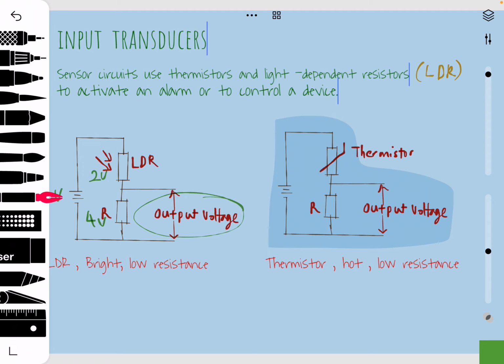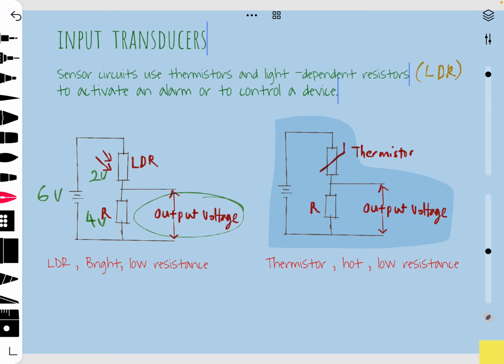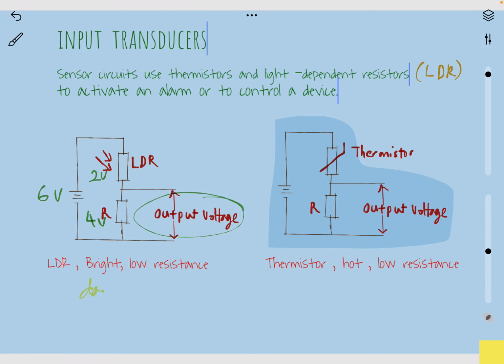So what happens if we change the situation? Let's say that in a dark situation, the resistance will be high. So the resistance of the LDR is high, for example. When the resistance is high, the voltage across it will be high also, for example 4 volt. So the voltage across R will be low, for example 2 volt. So the output voltage for R is 2 volt.